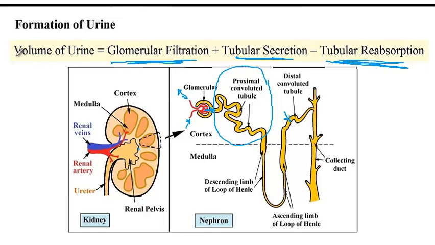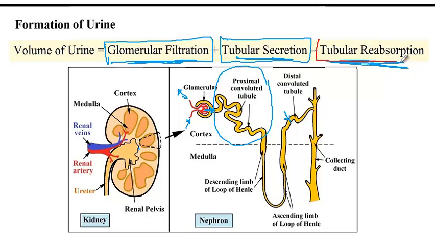Okay, so that's why we say volume of urine depends on how much glomerular filtration we have plus how much tubular secretion we have. But then so much of this urine filtrate, which contains water, sugar, and salts, will get reabsorbed. So glomerular filtration plus tubular secretion minus tubular reabsorption is giving us the volume of urine.